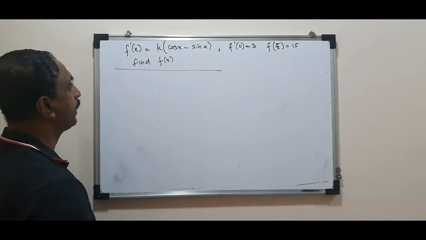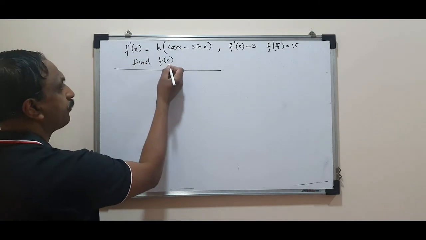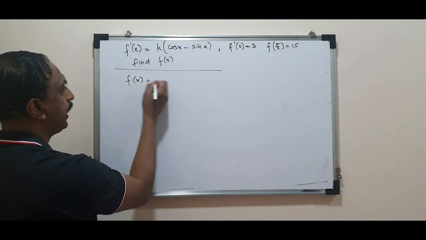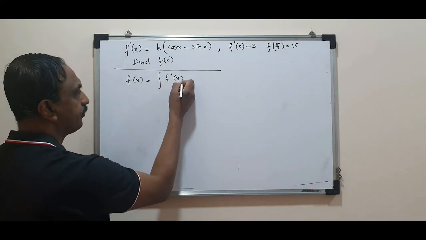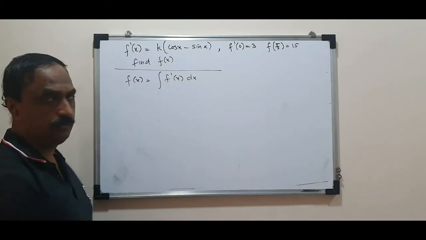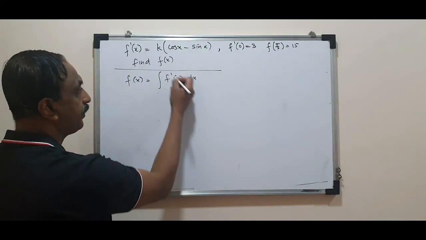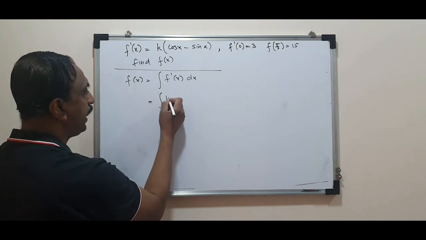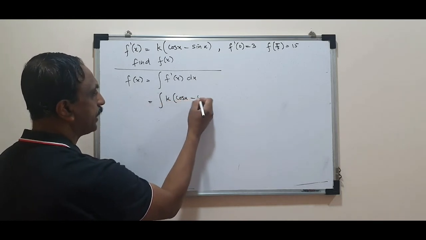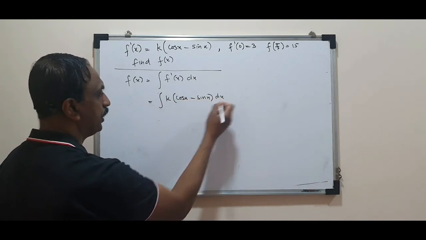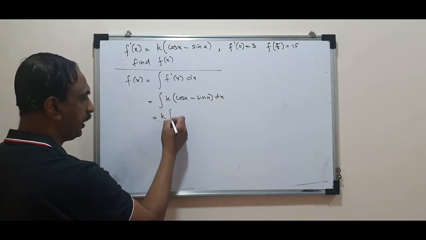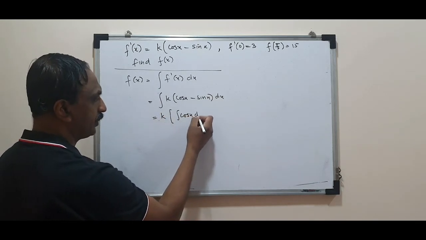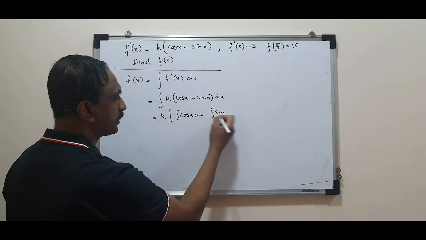First and foremost, let me go for finding f of x. f of x is integral f dash x dx. If you integrate the derivative, integral and derivative will get cancelled. So integral k into cos x minus sin x dx. That k goes outside. Integral of cos x dx minus integral of sin x dx.